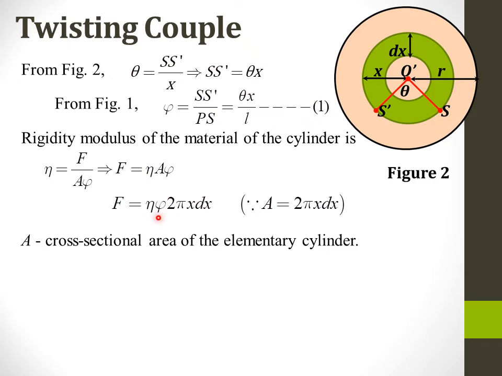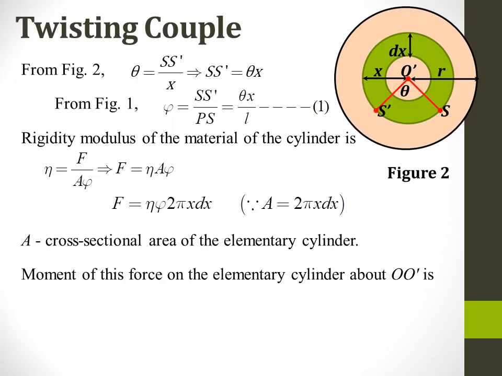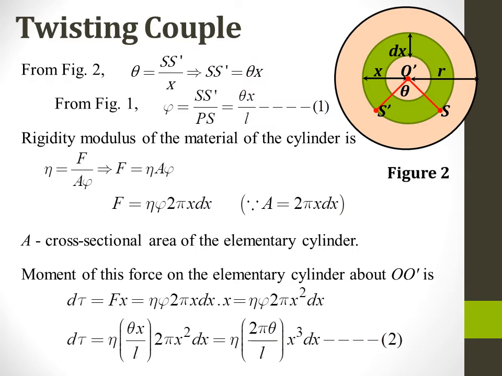We have F to be η φ 2π x dx. From here, we proceed to find the moment of this force on the elementary cylinder about OO', given by dτ. dτ is the product of the shearing force F and x. We substitute for F from our equation here, η φ 2π x dx. We multiply by x. We get η φ 2π x² dx, and we are regrouping the terms.